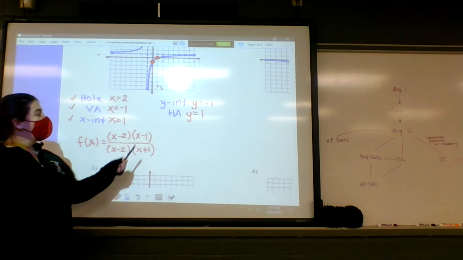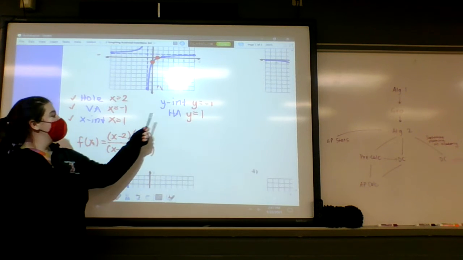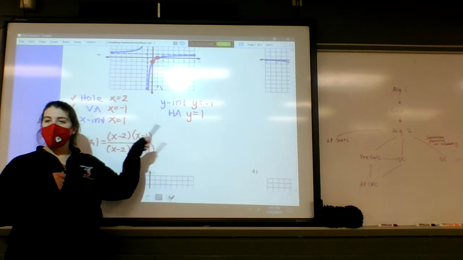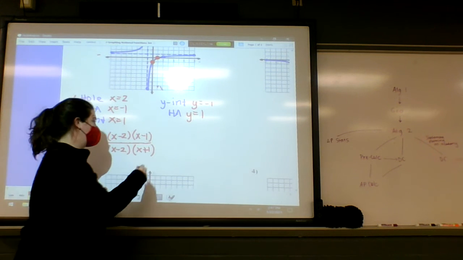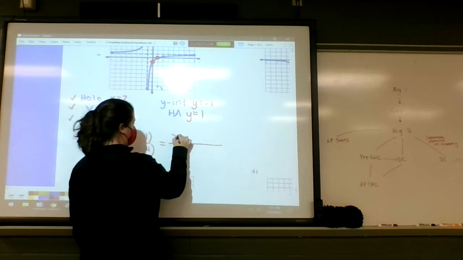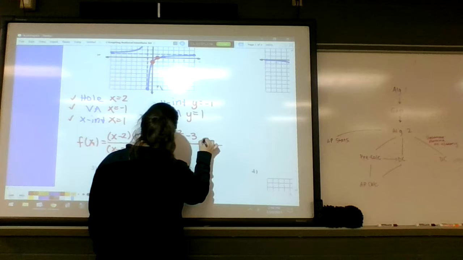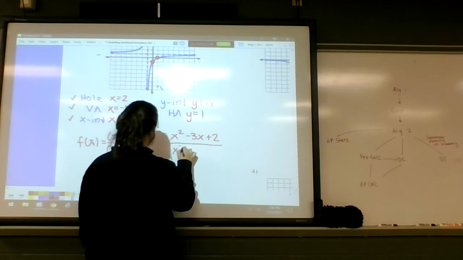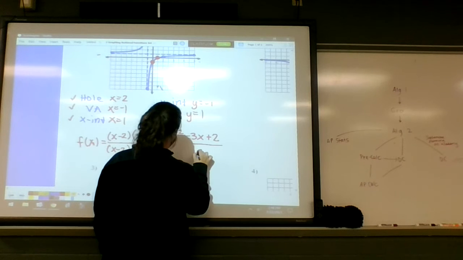In order to figure out your y-intercept and your horizontal asymptote, it has to be in the other form, right? So what we're going to do is go ahead and multiply and turn it into the other form. You've multiplied like this numerous times, yes?